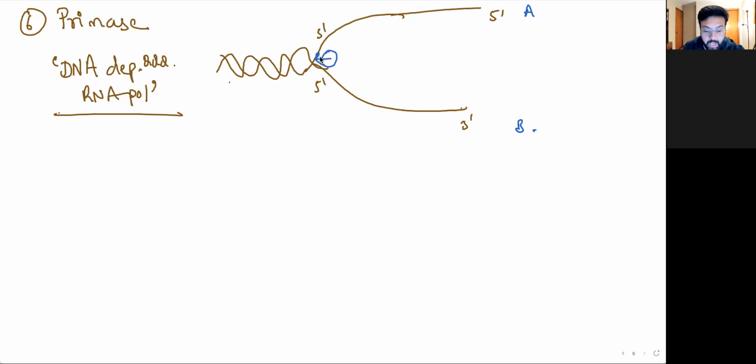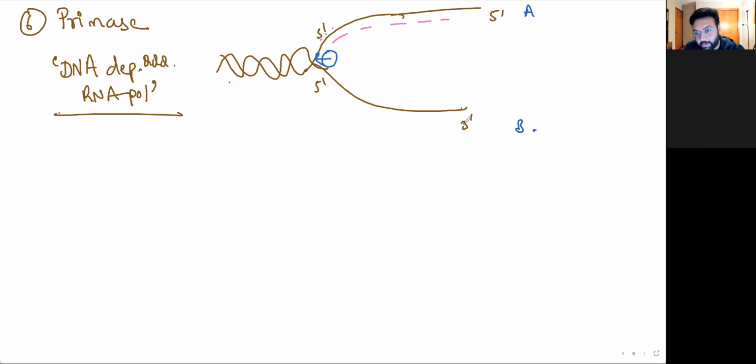So we want the DNA replication from 5' to 3'. And in which direction will the DNA be read? 3' to 5'. So the DNA polymerase will start reading from here, 3' to 5'. So it's away from the helicase. So what should it be on this side? Lagging. Lagging strand, right? So this is the lagging strand.